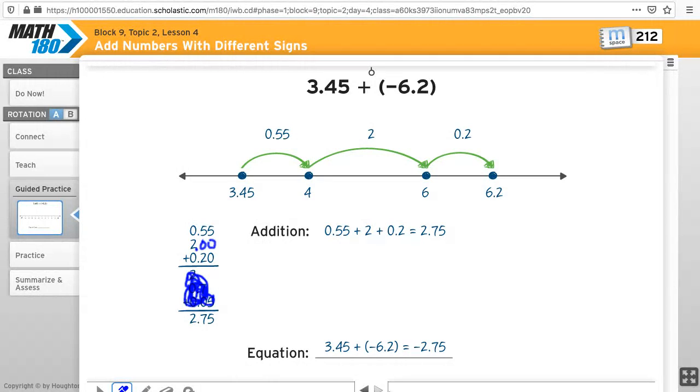Okay, so if you are having trouble with this when you're going to your Go Formative, remember you can come back and watch both of the videos. You have video 1, which is fractions, and now you have video 2, which is decimals.